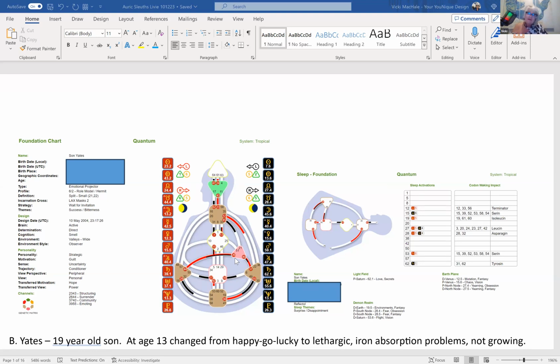But if he could start stepping into his human design, he can start eating appropriately for his body, using his energy appropriately. That will really help him with these long-term health issues.